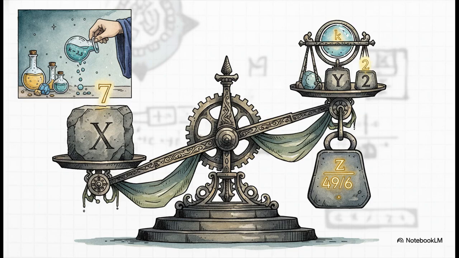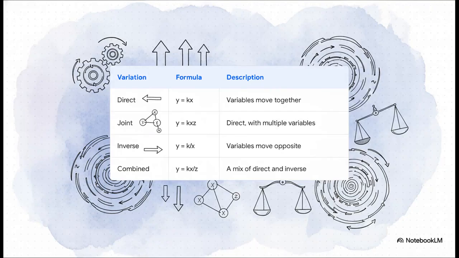And the answer is 49 over 6, which is about 8.17. Your equation should have looked like x equals k times y, all divided by z. Using the first set of info, your k would be 3.5. Then you just plug in the rest and solve. Amazing job! So let's just recap the whole thing.